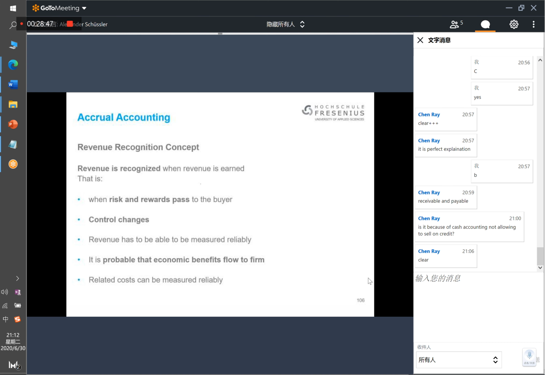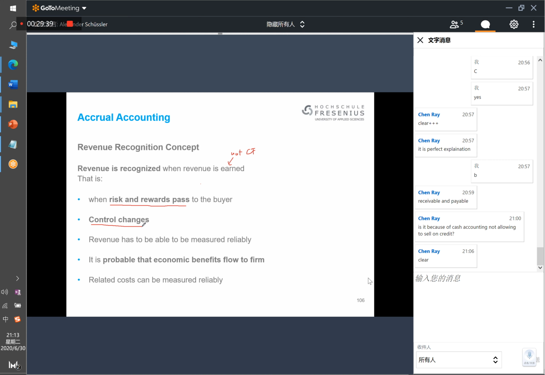We have the revenue recognition concept, and the revenue recognition concept basically means that revenue is recognized when it is earned. And when is revenue earned? This is not necessarily when cash is coming, not the cash flow, but rather when risk and rewards pass to the buyer, when the control changes.